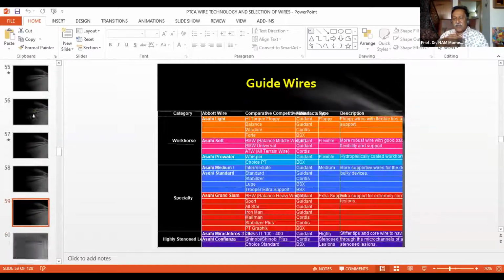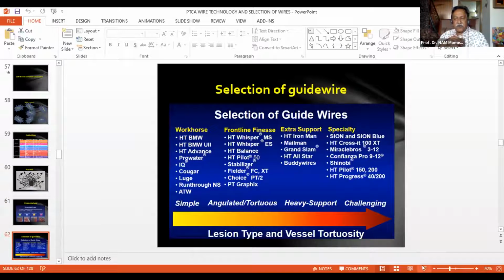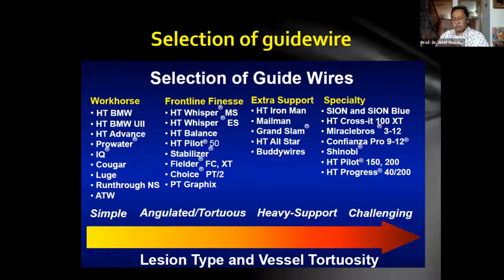If there is any total occlusion of indeterminate period with a definite possibility of macro channel, I preferably use Fielder XT. And sometimes I use intermediate wire in a hard lesion, Ultimate Bros. So these are a few workhorse wires I usually use in my practice. And for very tough lesions I use Conquest Pro 9. At best I use up to this wire.